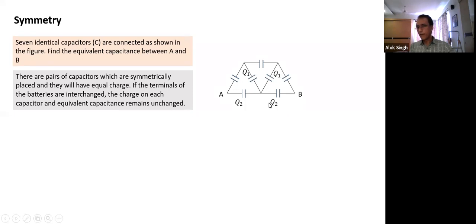But what will happen when I interchange? When I interchange the terminal polarity of the battery, this capacitor has exactly the same position with reference to the positive terminal of the battery as this capacitor had. So this should have the same charge which this particular capacitor had. So they have to have the same charge. Two capacitors which are symmetrically placed have to have the same charge.